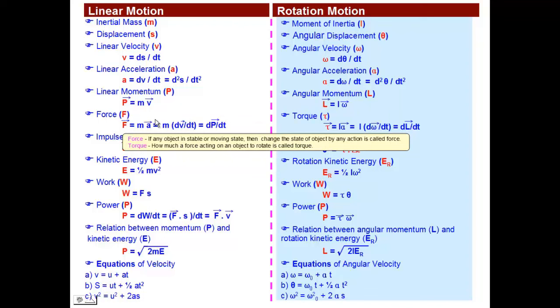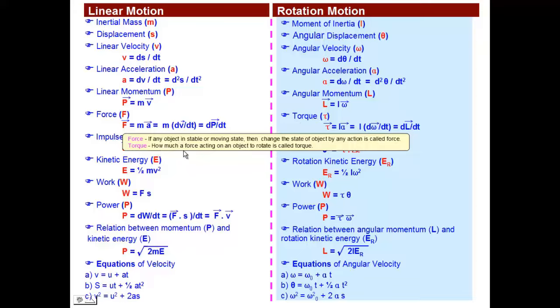Next is force. In linear motion we have force, F equals ma, as we all know. Here a is dv by dt, the rate of change of velocity. And if we use m multiplied by v, we can write the linear momentum p. So the change of linear momentum p is force. Or, the definition of force is: if any object is stationary or moving, then changing the state of the object by any action is called force.